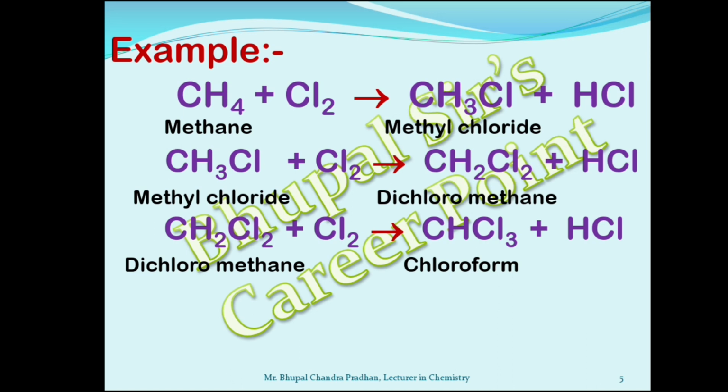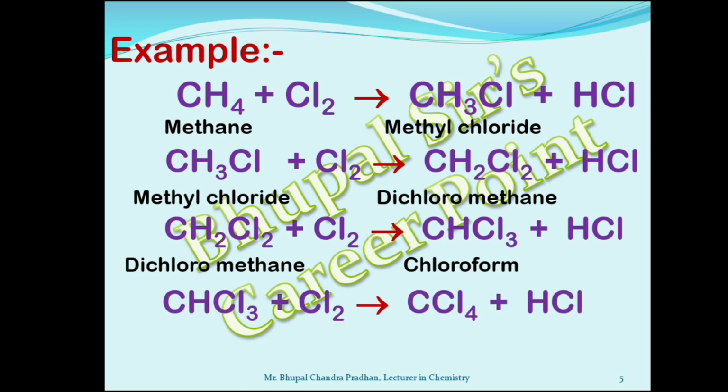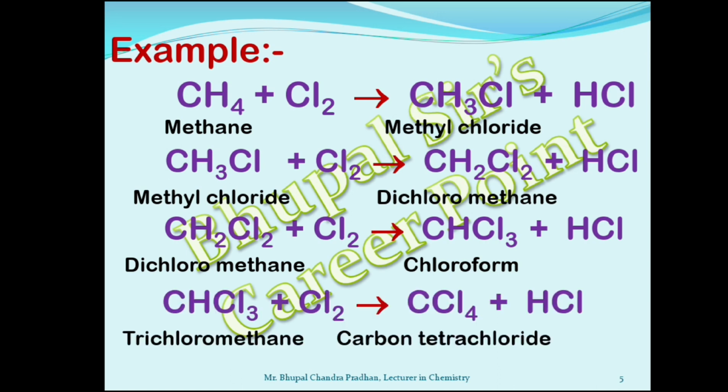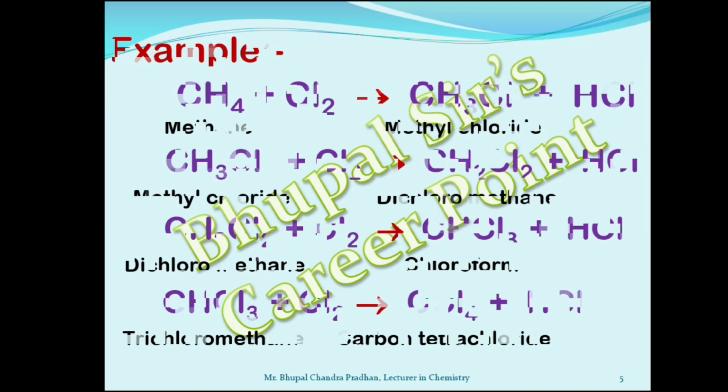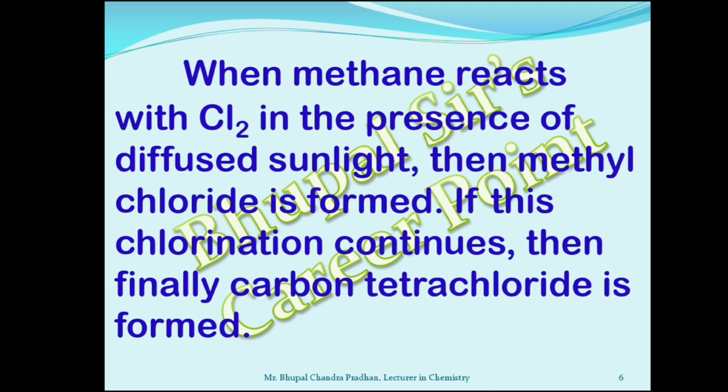Again, chloroform reacts with chlorine to give tetrachloromethane or carbon tetrachloride. In this way, the reaction continues till all the hydrogen atoms of the alkane are substituted by chlorine. Similarly, we can go for bromination also. Bromination is just like chlorination.